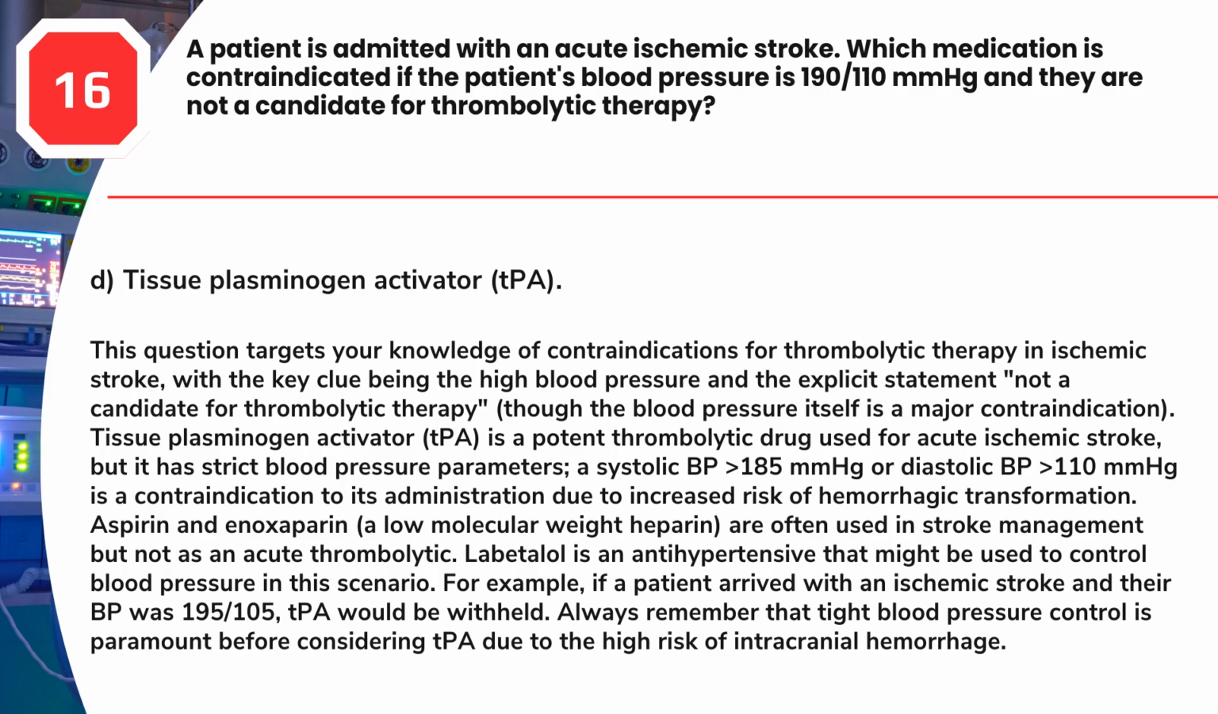Aspirin and enoxaparin, a low molecular weight heparin, are often used in stroke management but not as an acute thrombolytic. Labetalol is an antihypertensive that might be used to control blood pressure in this scenario. For example, if a patient arrived with an ischemic stroke and their BP was 195/105, TPA would be withheld. Always remember that tight blood pressure control is paramount before considering TPA due to the high risk of intracranial hemorrhage.